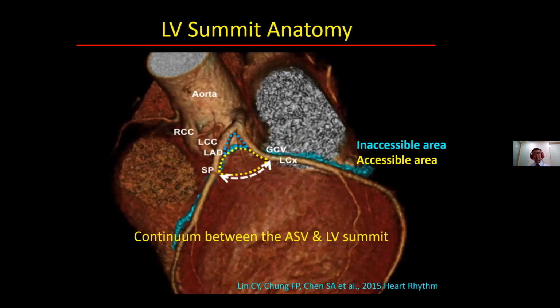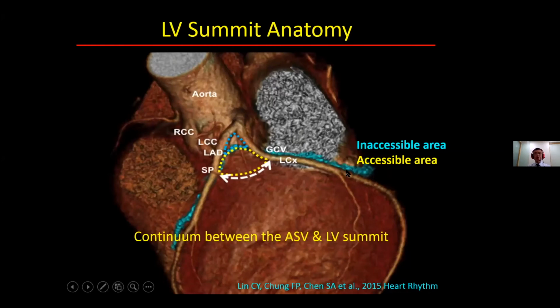If the patient's PVC is coming from here, it is somewhat difficult to ablate and deliver energy. For this area, we also have the coronary sinus system, and this blue part is the great cardiac vein.